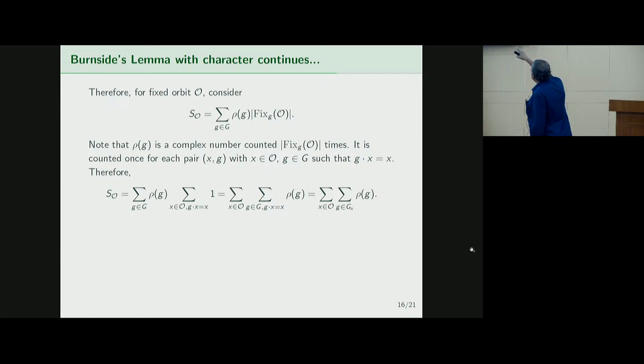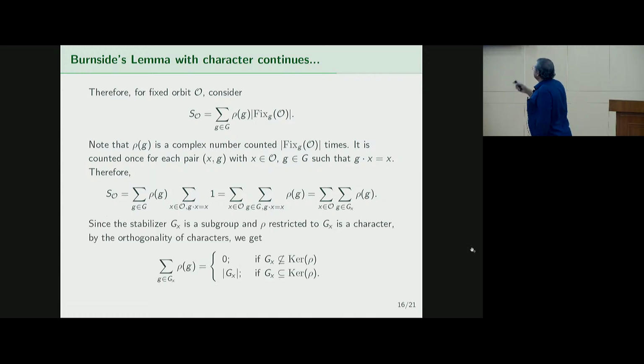Now you see the sum over rho of g, where g is varying over all the elements of the stabilizer subgroup. Since rho is a character, if I restrict it to Gx, this is going to be a character, and I can apply my orthogonality relation on characters. Since the stabilizer Gx is a subgroup of G, rho restricted to Gx is a character. By orthogonality of characters, I can evaluate this sum.